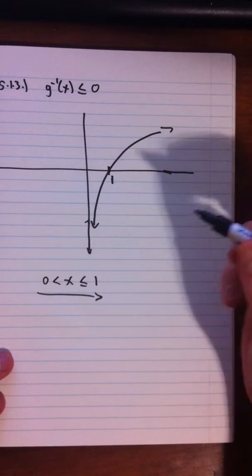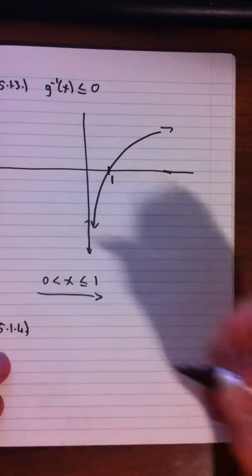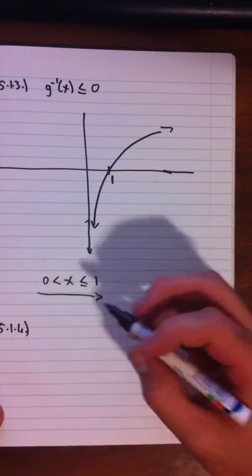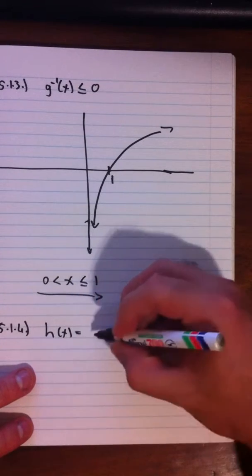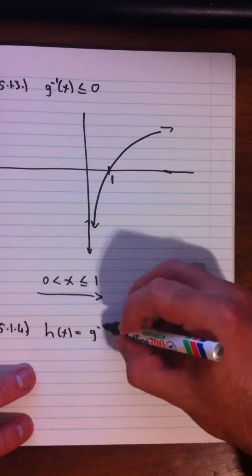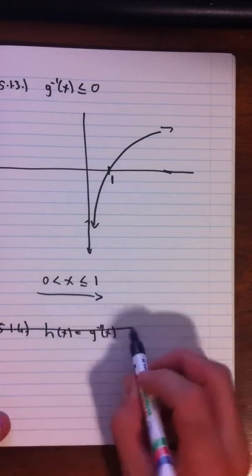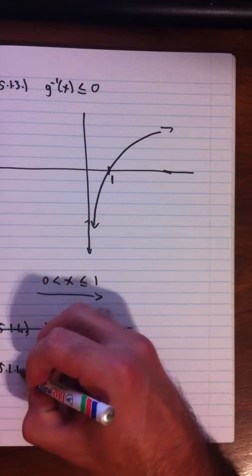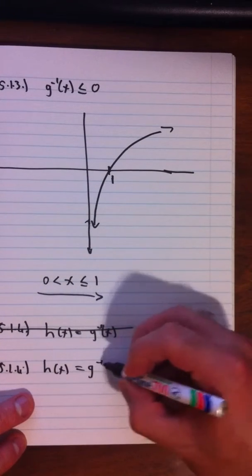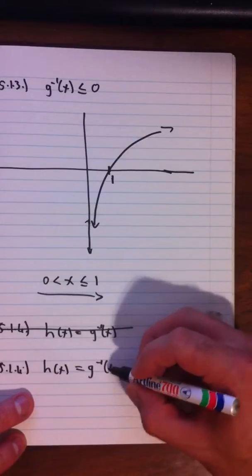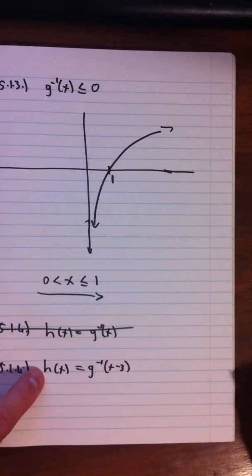Next question would be 5.1.4. They ask us to write down the domain of H if H is equal to G inverse of... Let me rewrite that question. 5.1.4, they say H of X is equal to the inverse of X minus 3. Now they want the domain of H.